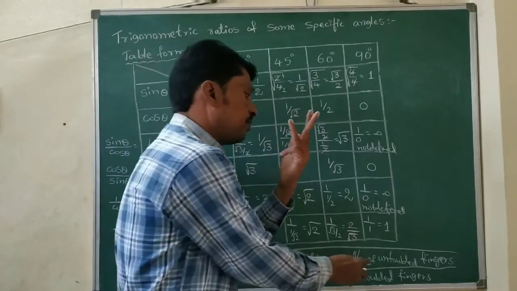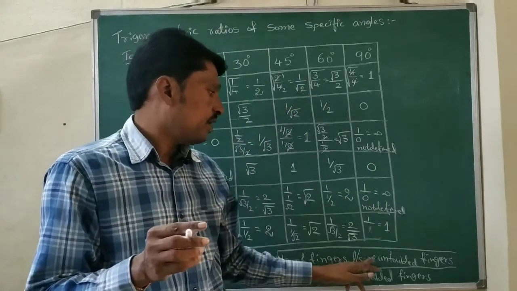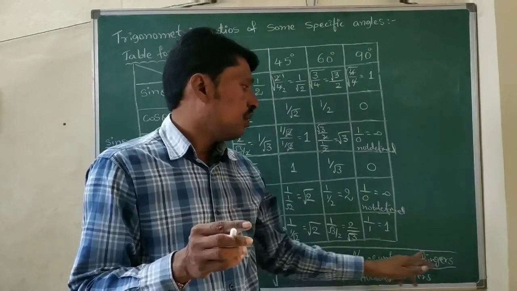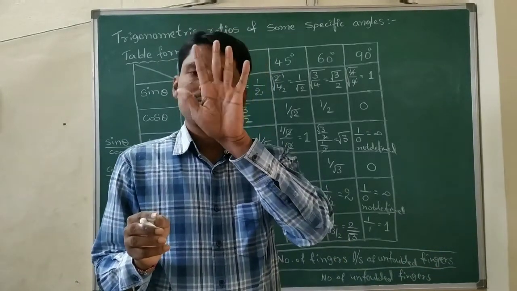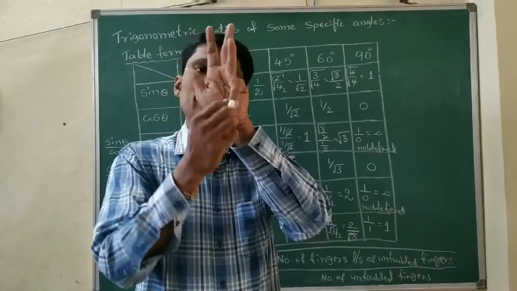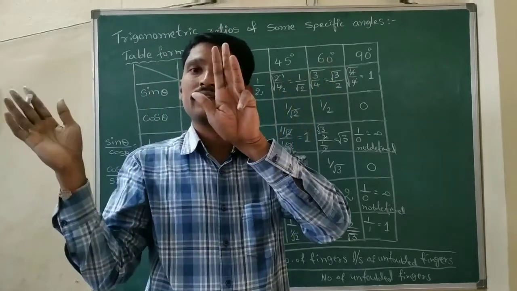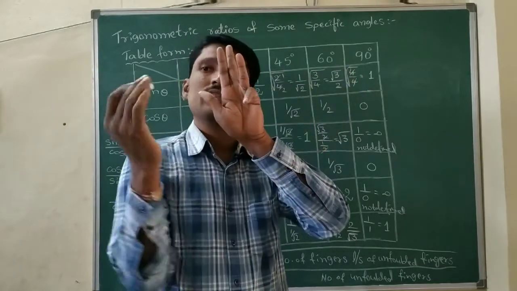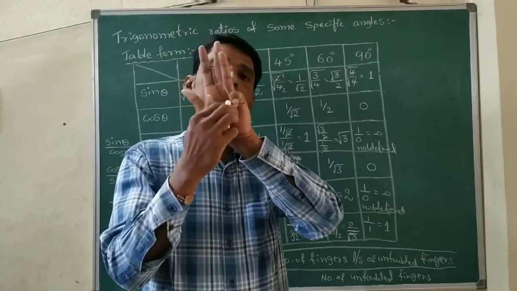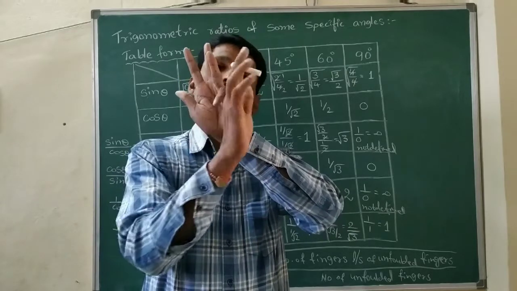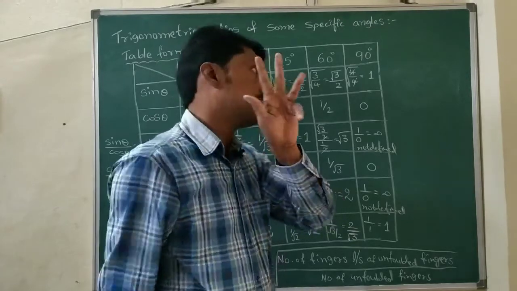Number of fingers on the left side of the unfolded fingers. This is the hand. This is the finger I folded. So this is the left side, this is the right side. Now you can see here, this is 0 degrees. So how many fingers are on the left side of the folded finger? Nothing. Nothing means 0.